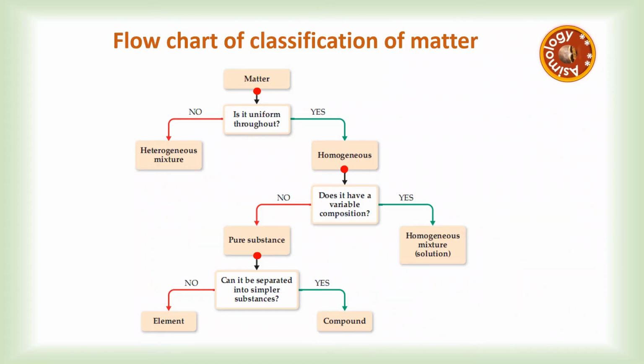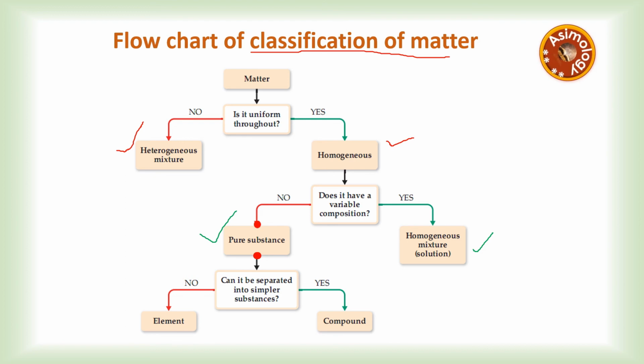Here is the summary of the classification of matter in the form of a flow chart. Ask yourself, is the matter uniform throughout? If the answer is no, the matter will be termed heterogeneous. If the matter is uniform throughout, we will call it homogeneous matter. Again, homogeneous matter may vary in its composition and will be termed a solution or mixture. If the composition is not variable, the matter can be called a substance.